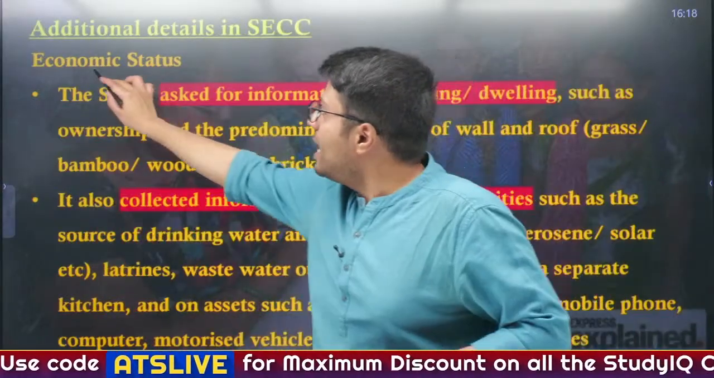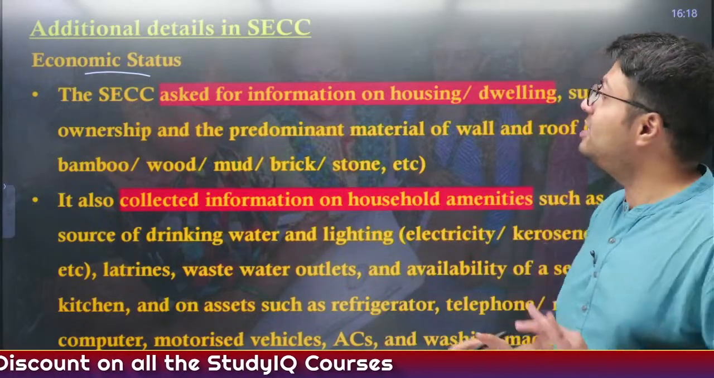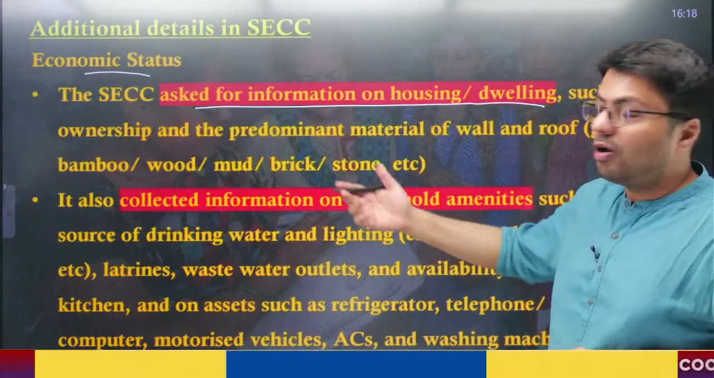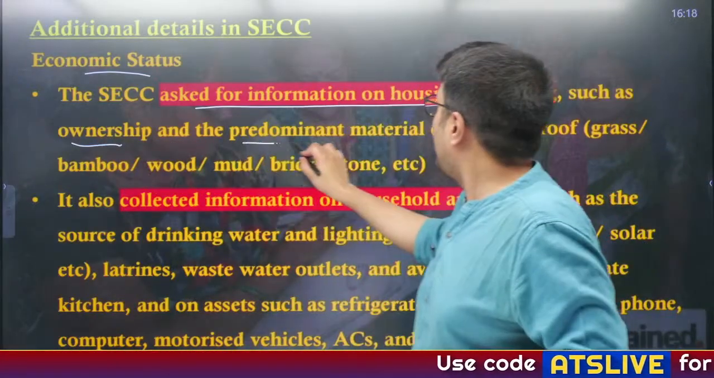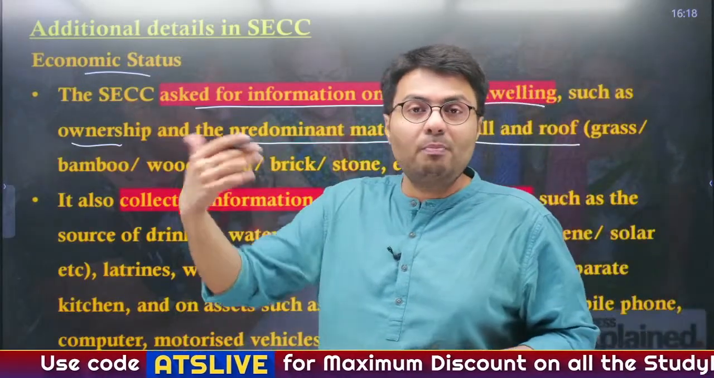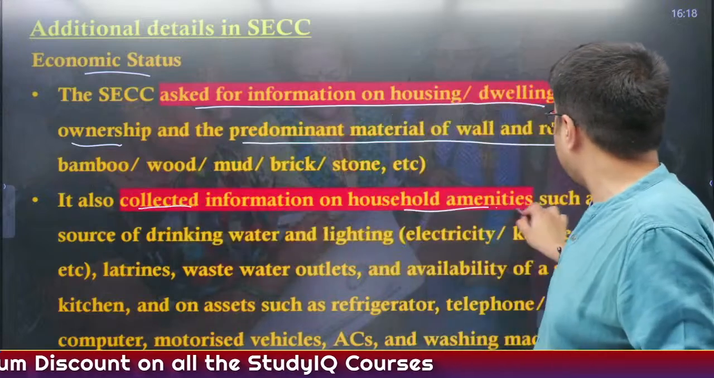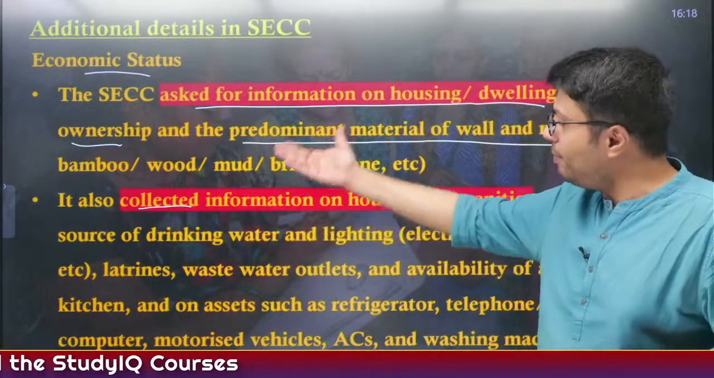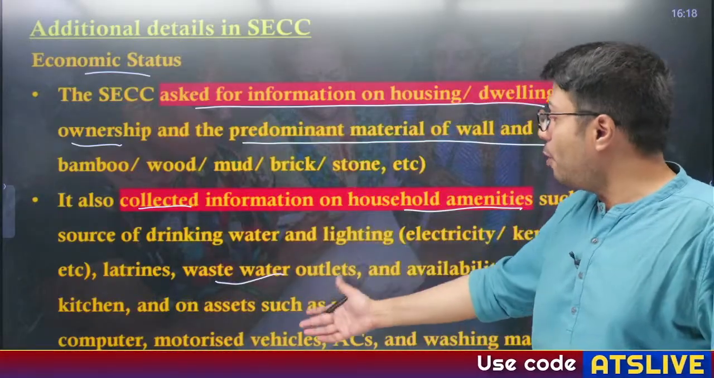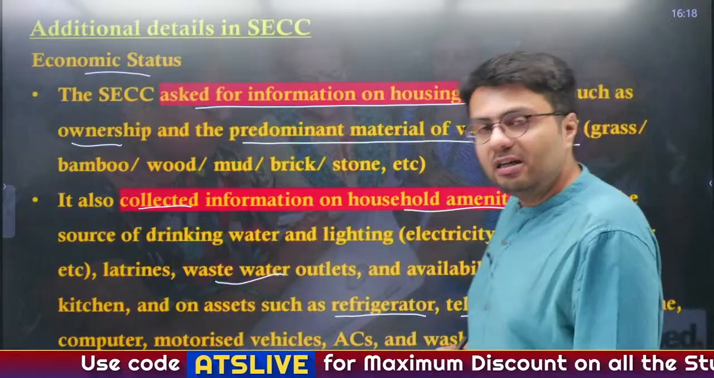Similarly, economic status was asked much more in SECC than in the census, because SECC asked for information relating to your housing and dwelling, such as who is the owner of your housing, what is the predominant material used to construct your house, whether it is a mud based house or a concrete based house. Similarly, it collected information on household amenities, whether or not drinking water is available, whether or not toilets are there, whether you have the ability to dispose of wastewater properly, or whether you have a refrigerator, TV, mobile, etc. in your household or not.